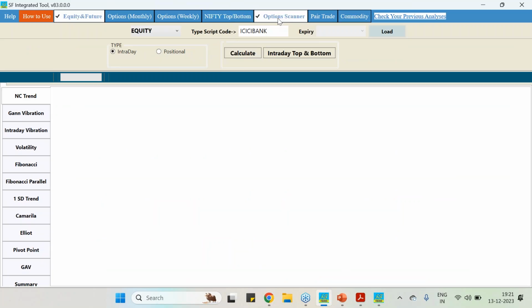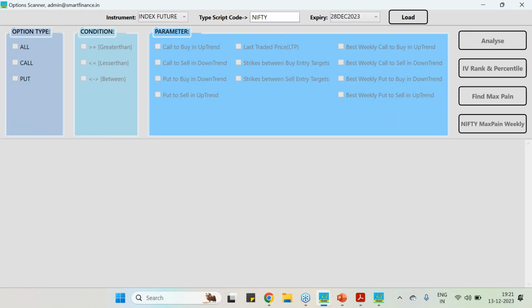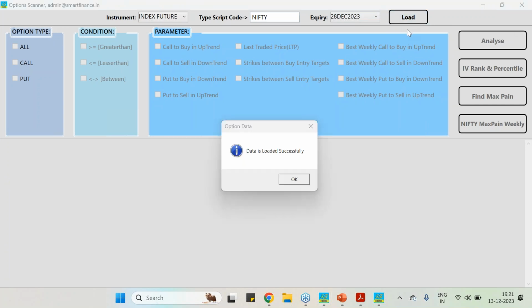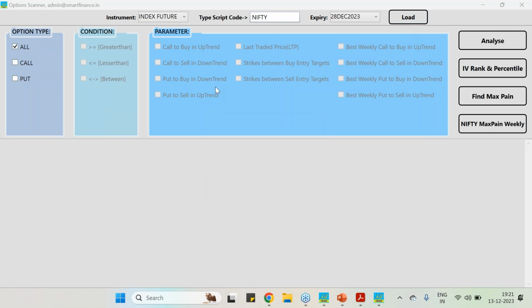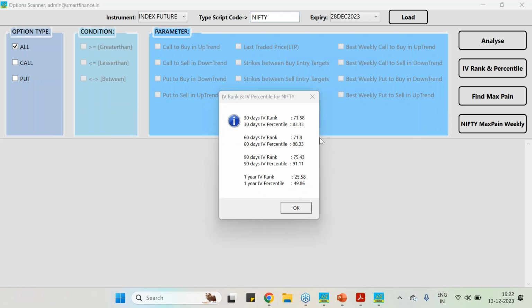Suppose I go now to our particular application, and here I'm just loading the data, and after loading the data, I'm getting the details of this IV rank and IV percentile. If I click here, what will happen? I will get the IV rank and IV percentile. So here I loaded the data. I'm waiting for the IV rank and IV percentile calculations to happen. The IV rank and IV percentile came here for 30 days. So I have slightly modified it.